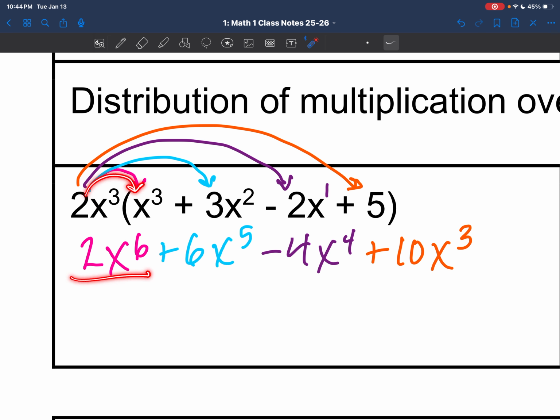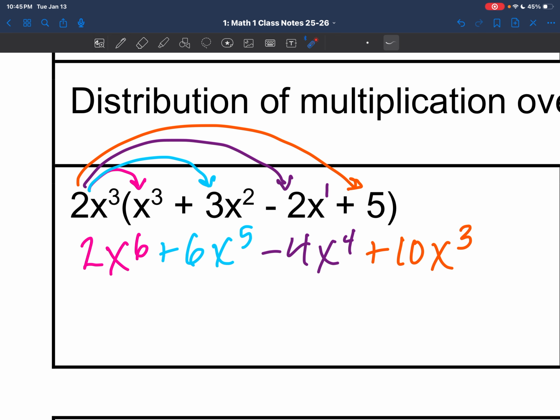We're taking the whole term times the first term, and that gives you 2x. Now remember, when you're multiplying the same base, you add the exponents, which gives you 6. Now we're going to take this times the second term. So 2 times 3 is 6, and then x to the third and x to the second power is x to the fifth power.